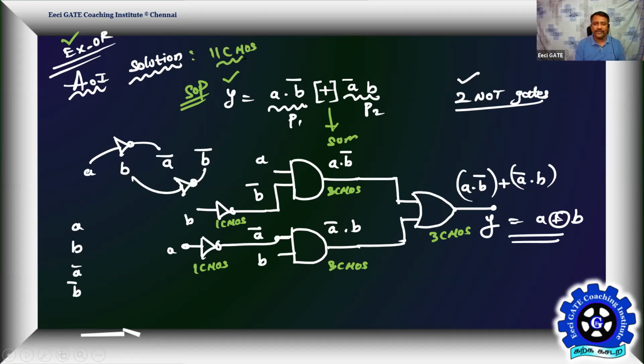So if someone asks you what is the number of CMOS transistors needed to make an exclusive OR function, don't say it's 11 CMOS. Can I say 11 CMOS? It is not an optimal solution. It's a first step solution. We'll try to optimize it. All of you getting this point? Yes, sir. Then we'll see how to optimize it.